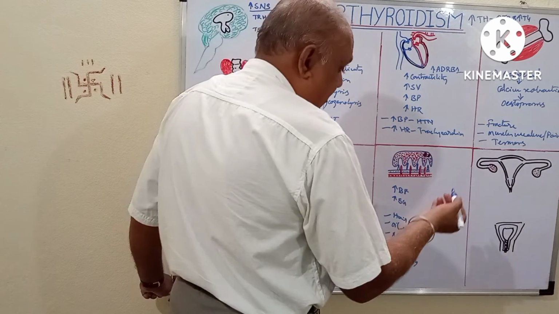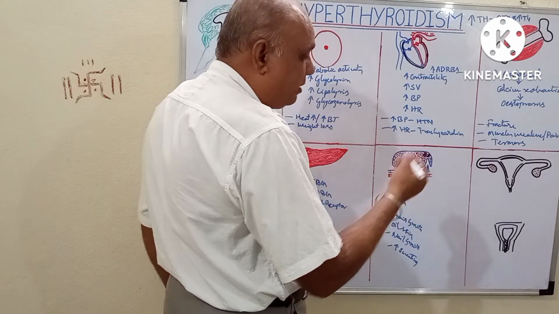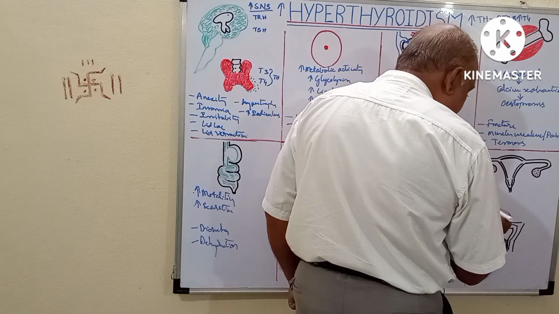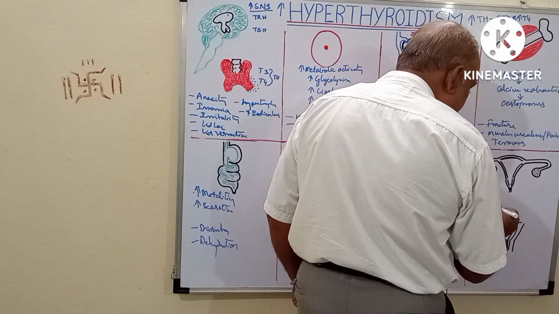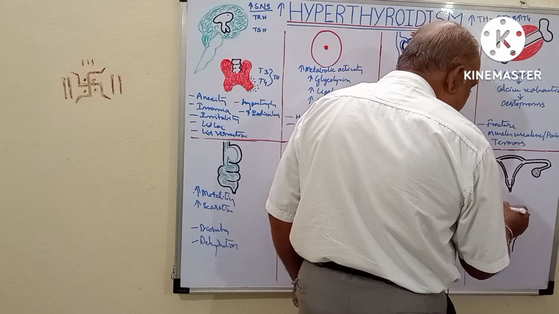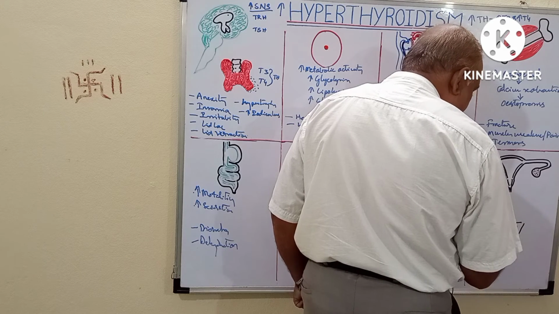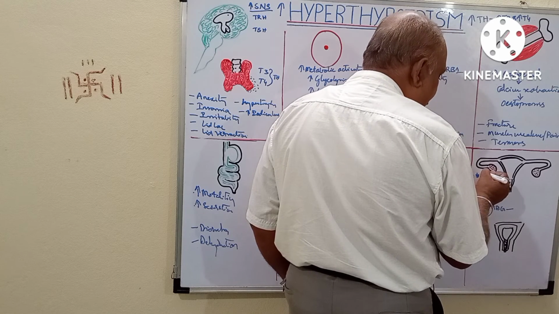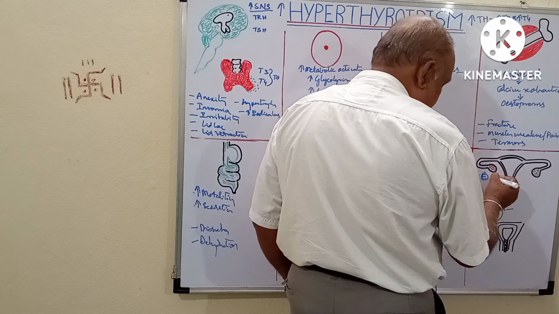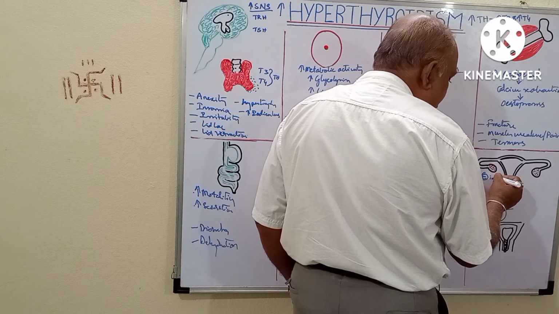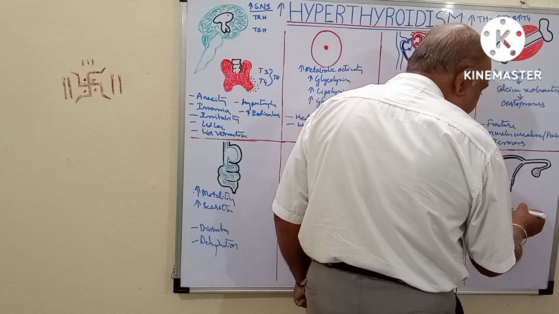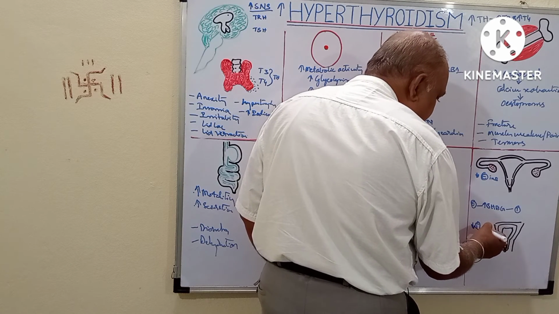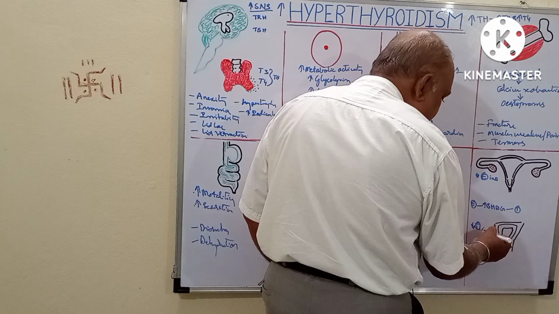Now, increased thyroid hormone levels or hyperthyroidism will affect the reproductive system too by increasing sex hormone binding globulin, where in females it reduces the estrogen circulation in the blood, whereas in males it reduces the testosterone circulation in the blood.